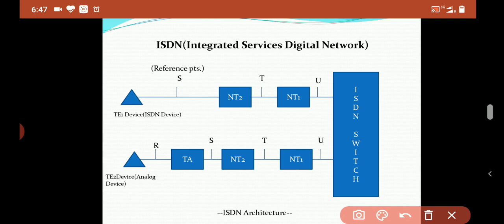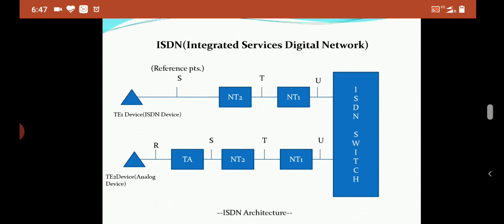This particular S interface provides connectivity between the TE1 device and NT2. In the same way, the R interface provides connectivity between TE2 and the terminal adapter, and so on. So these are the important points as far as the architecture of ISDN is concerned.